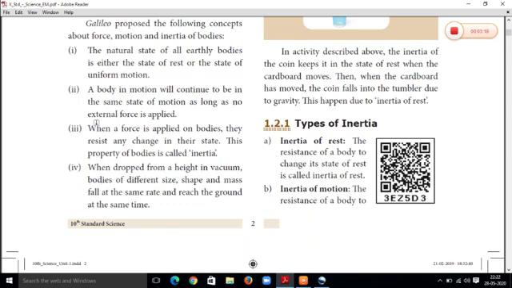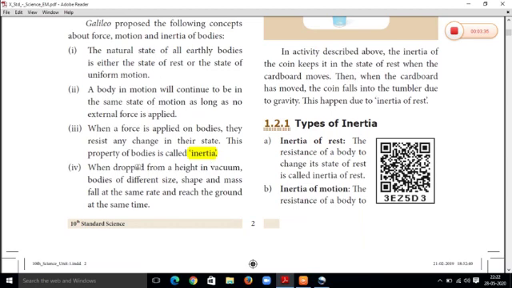Third, when a force is applied on bodies, they resist any change in their state. This property of bodies is called inertia. That is, when we apply a force on an object, it changes its state, that is, rest or motion.